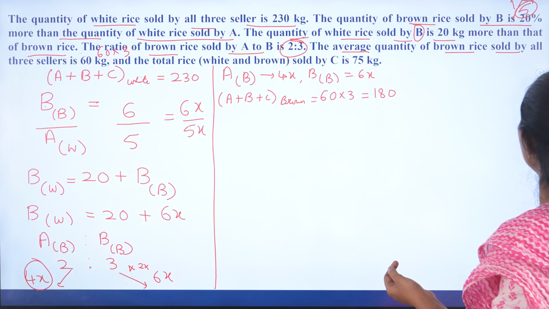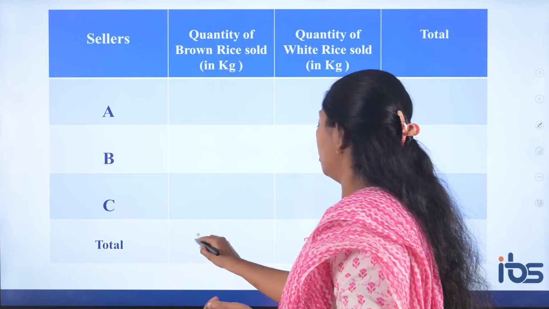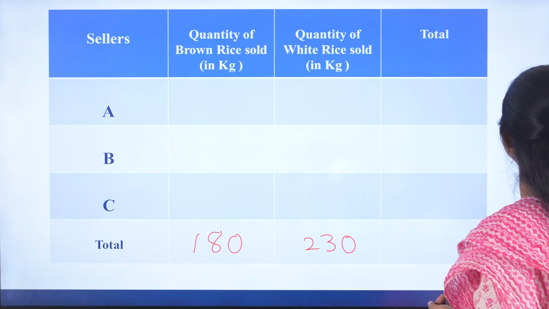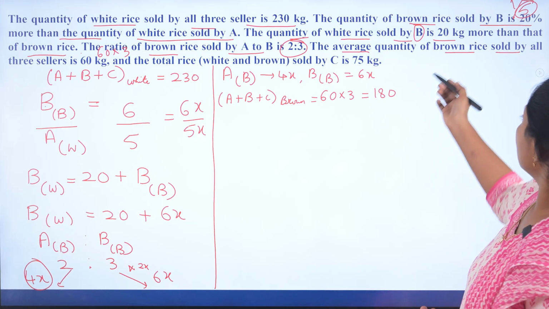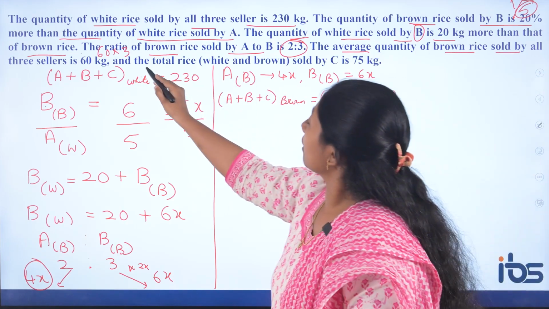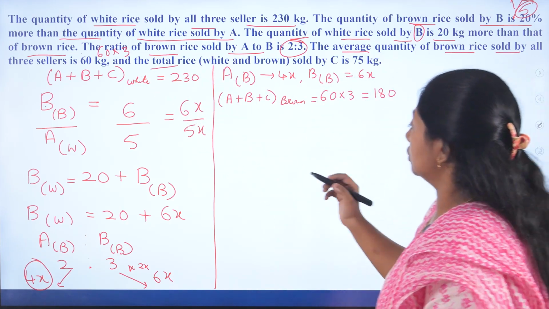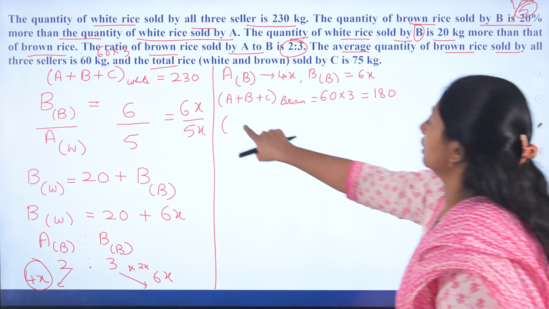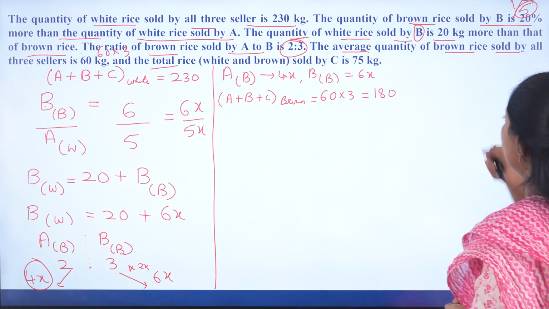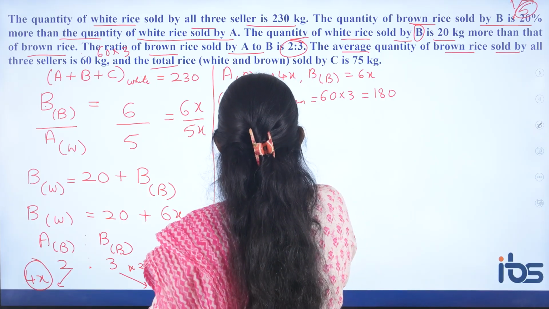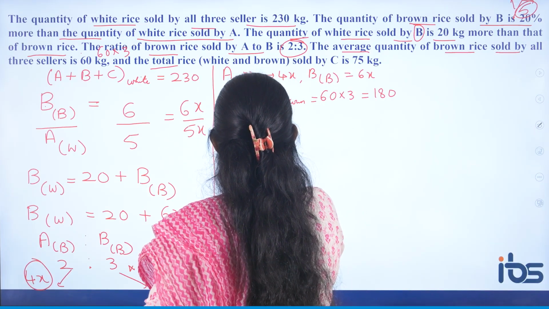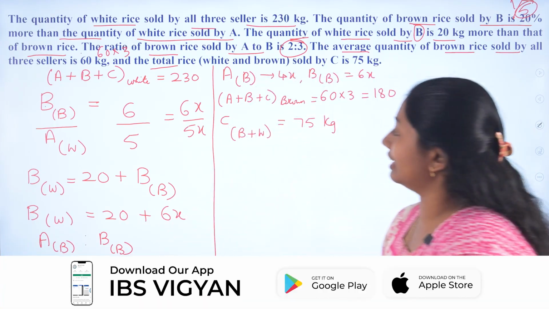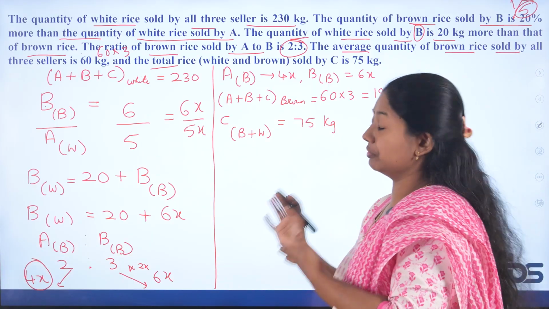So brown rice, if you want, you can mention here. Brown rice sold by all is 180. So next, they are saying, and the total rice, that is white and brown, sold by C. Now they are saying the total rice brown plus white sold by C is nothing but equal to 75 kg.